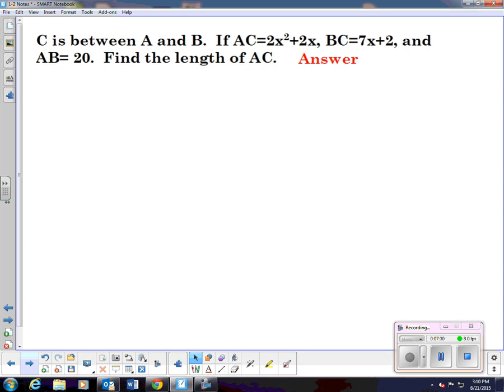All right, here's a great question. I love these questions. I expect to see a quadratic on every test throughout the year in the geometry class. So C is between A and B, and it gives you the segments. Pause the video and try to work this problem. And then when you cannot work it, I will put the work up here.